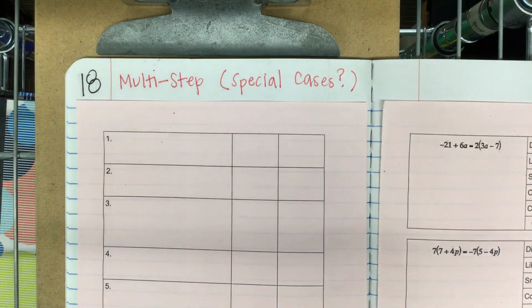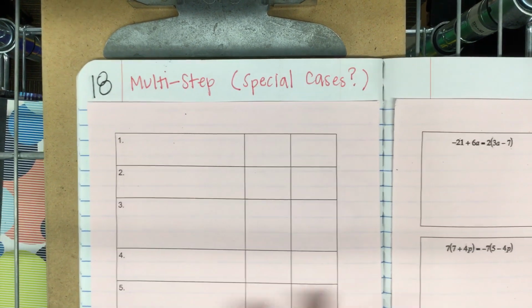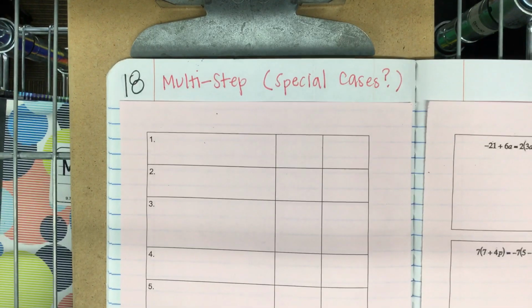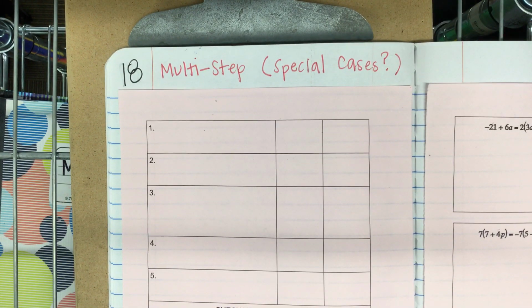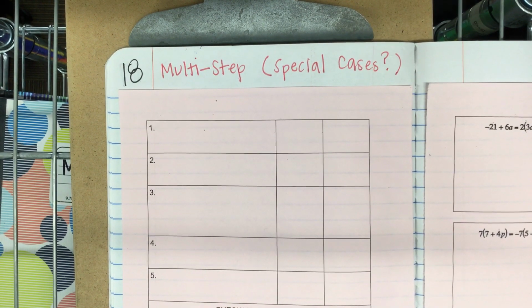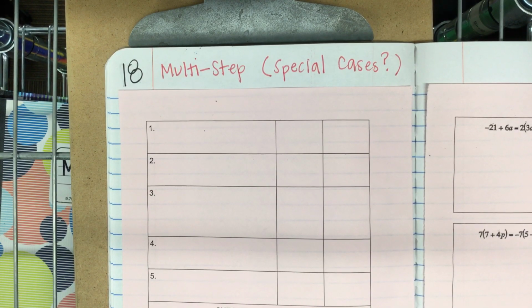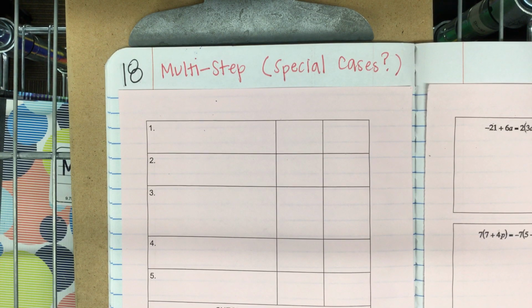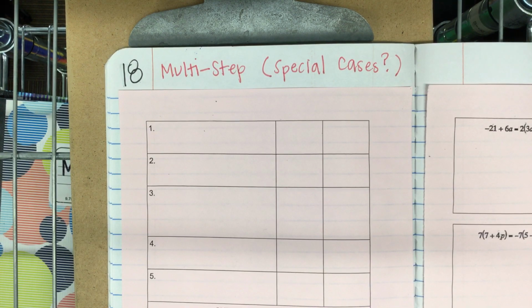Okay, so here's my dilemma. Here's my "I don't like it" part of this lesson. I'm teaching you this idea of special cases today, and they are not very common. They don't happen all the time. In fact, most of the time you're going to get an answer, just like we did yesterday and the day before and the day before. Every once in a while, something special will happen.